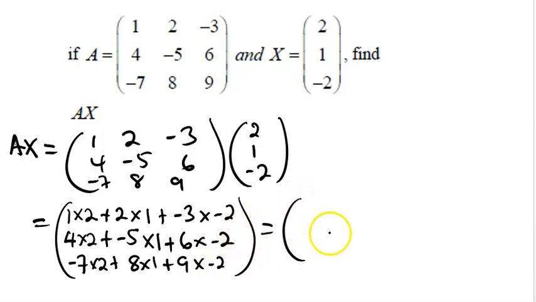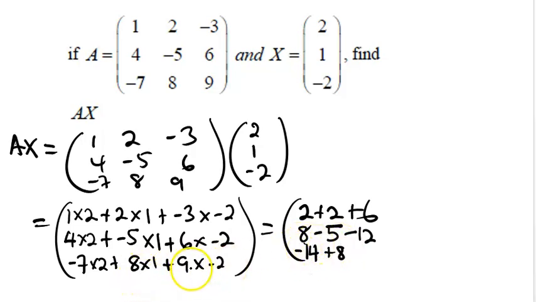Let's see. 1 times 2 is 2, plus another 2, and minus 3 times minus 2 will be plus 6. Then 4 times 2 is 8, minus 5 times 1 is minus 5, and 6 times minus 2 will be minus 12. Then we have minus 7 times 2, minus 14, and 8 times 1, plus 8, and 9 times minus 2, minus 18.